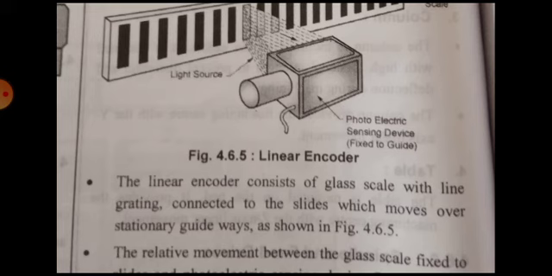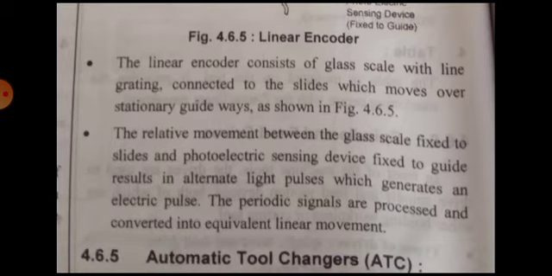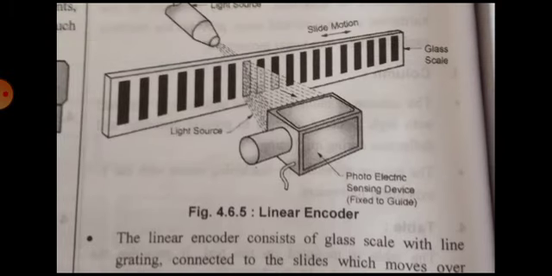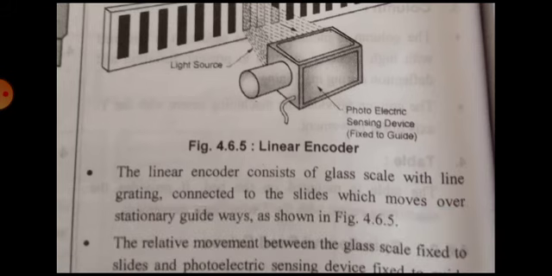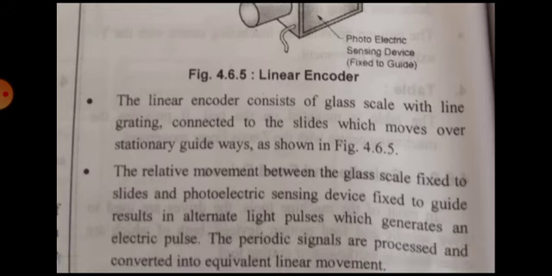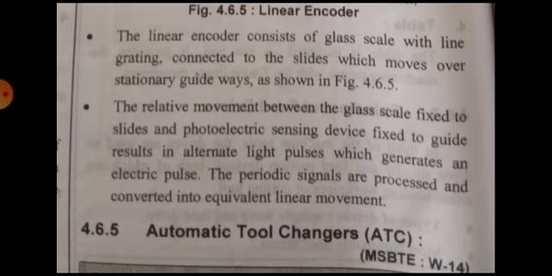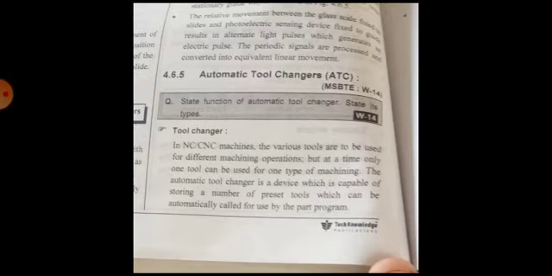Next one is linear encoder. The linear encoder consists of a glass scale with line grating connected to the slide which moves over stationary guideways as shown in figure. Okay, here is the figure. The relative movement between the glass scale fixed to the slide and photoelectric sensing devices fixed to the guide results in alternate light pulses which generate an electric pulse. The periodic signals are processed and converted into equivalent linear movement.